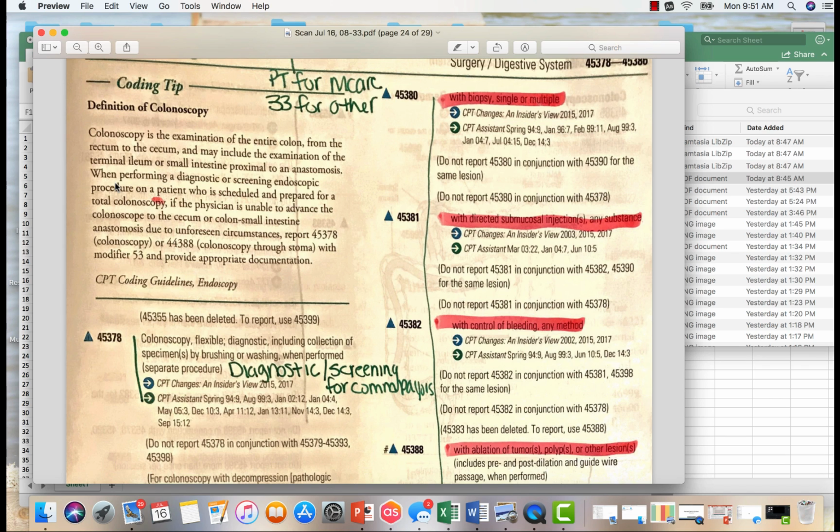That happens a lot where they can't complete the colonoscopy due to unforeseen circumstances, but their intention was to do a colonoscopy. When that happens, the 53 discontinued procedures modifier should be appended to the code.